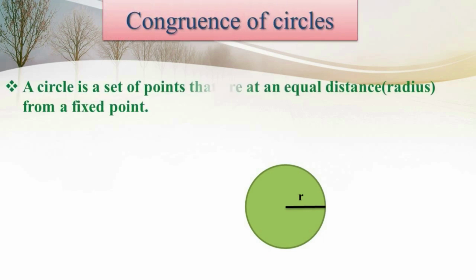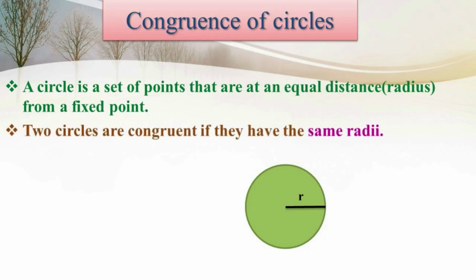What is the figure given here? Yes, it is a circle with radius r. Congruence of circles. A circle is a set of points that are at an equal distance. What is the equal distance from the center? That is the radius. From a fixed point. That fixed point is the center of the circle. Two circles are congruent if they have the same radius. When we are going to compare two circles, their radii should be equal. Radii of two circles must be equal.